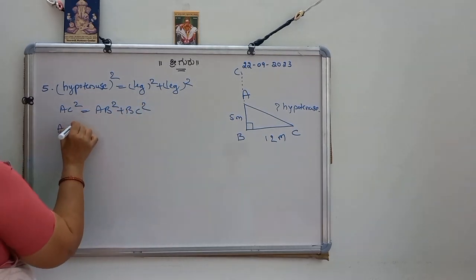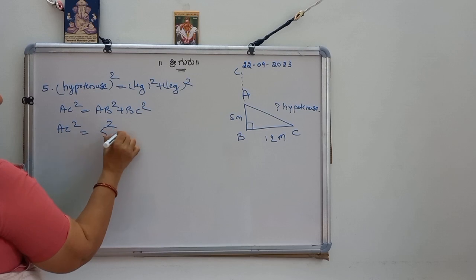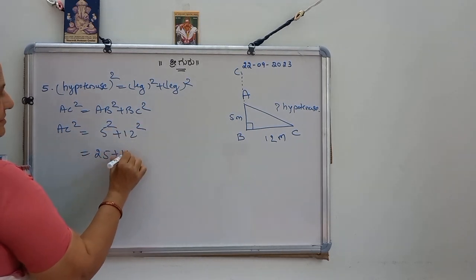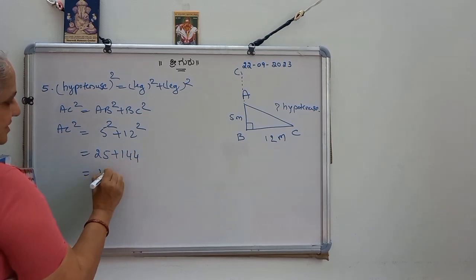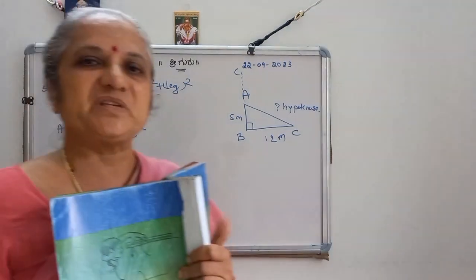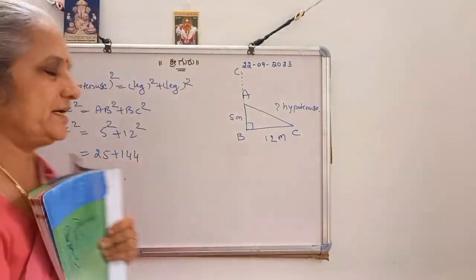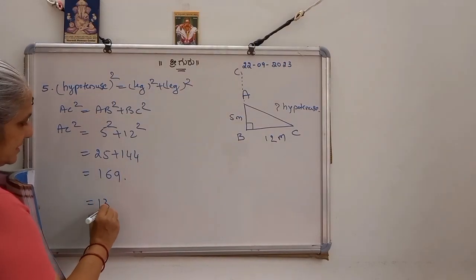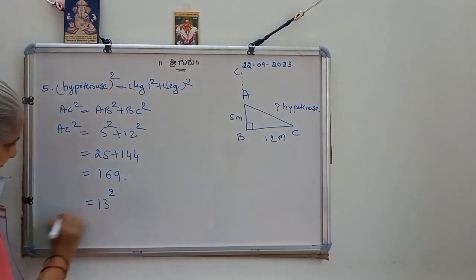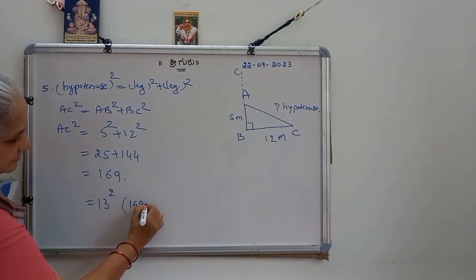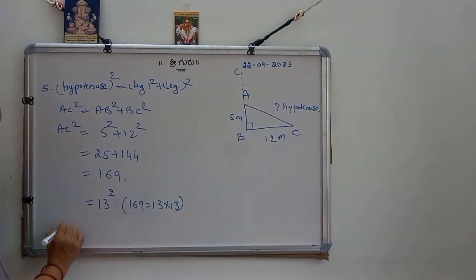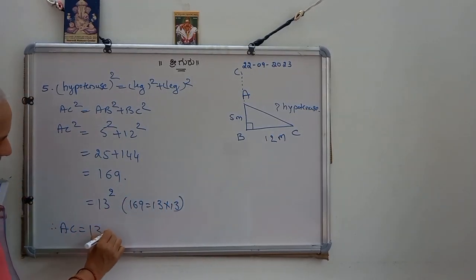That is AC square is equal to 5 square plus 12 square. This is equal to 25 plus 144. This is 169. Do you remember? 169 is the product of two same numbers, 13 and 13. So we can directly write this as 13 square because 169 is equal to 13 into 13. Therefore, AC is equal to 13 meters.